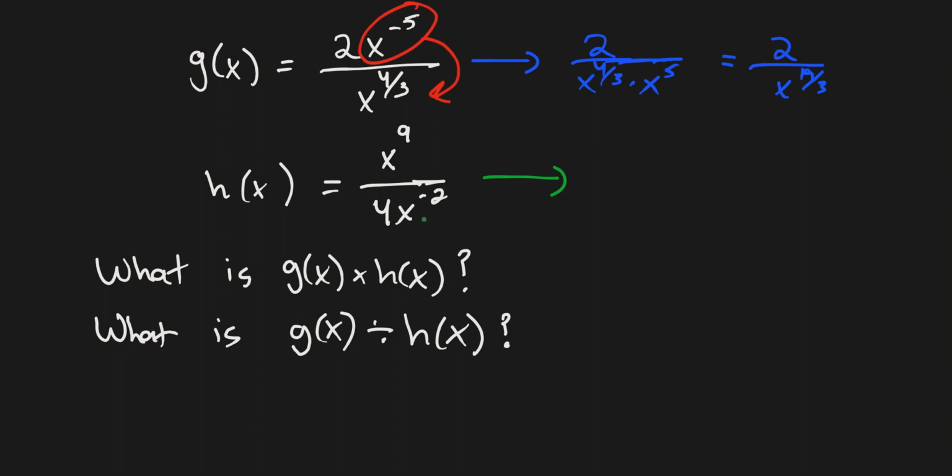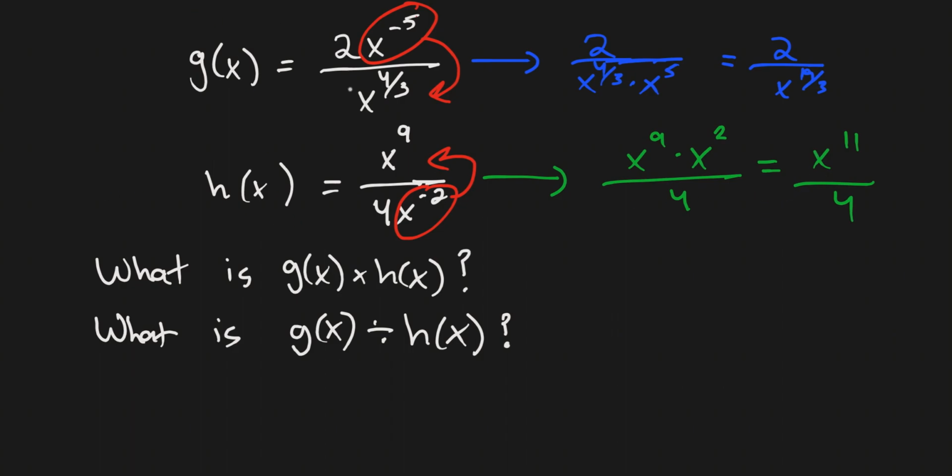Let's do this one here. This is x to the 9th. We can bring the negative up, making it positive. So that becomes x to the 9th power times x squared all over 4, which is equal to x to the 11th power over 4. 9 plus 2 is 11. So now we have it kind of simplified in its entirety.